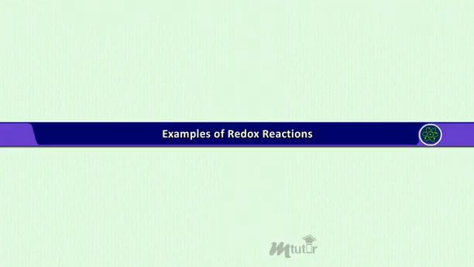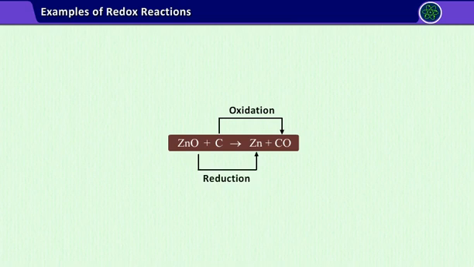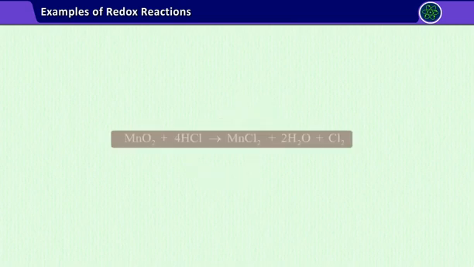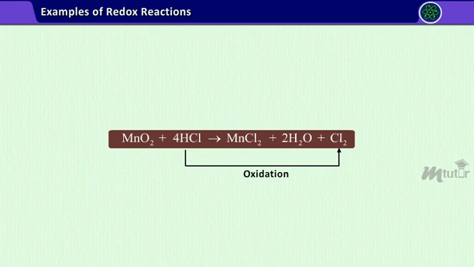Examples of redox reactions. The first example is the formation of zinc from zinc oxide. In this reaction, carbon is oxidized to carbon monoxide, and zinc oxide is reduced to zinc. Another example is the reaction of manganese oxide with hydrochloric acid. Here, hydrochloric acid is oxidized to chlorine, whereas manganese oxide is reduced to manganese chloride.